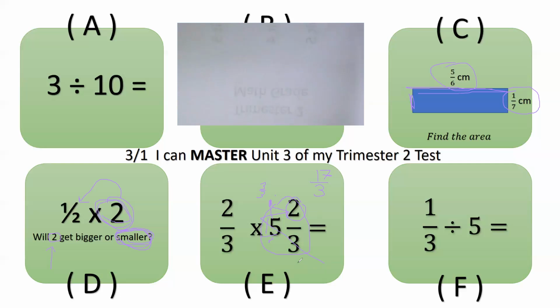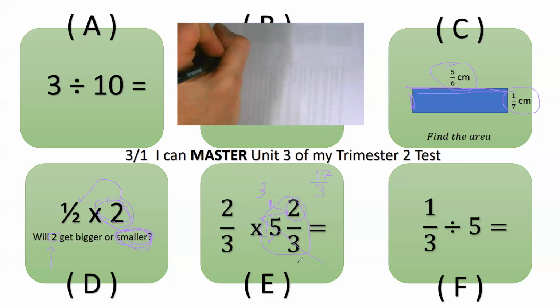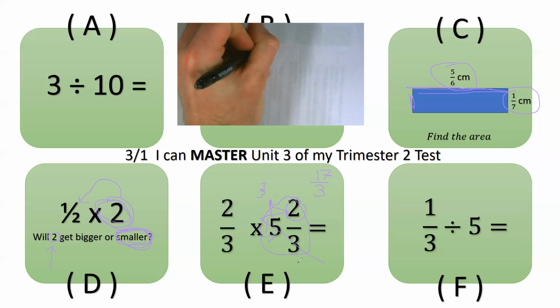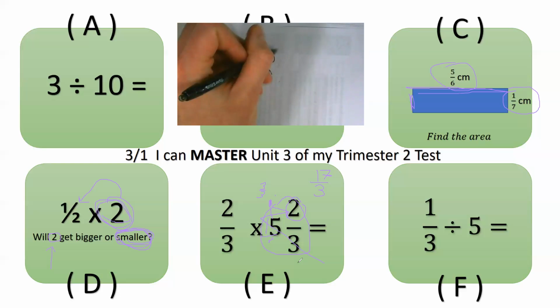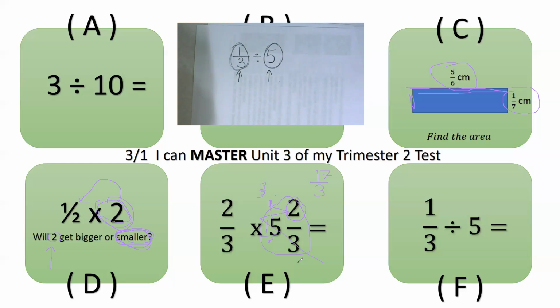And finally, let's go to F. We have a third of something, and we're dividing it by 5. In division, the order matters. The first number is what you actually have. The second number is how many people are splitting it up. So if I have a third of something, and I want to see how many each person would get, that's division. Now we have house, slice, keep, change, flip. Which one do we use here?